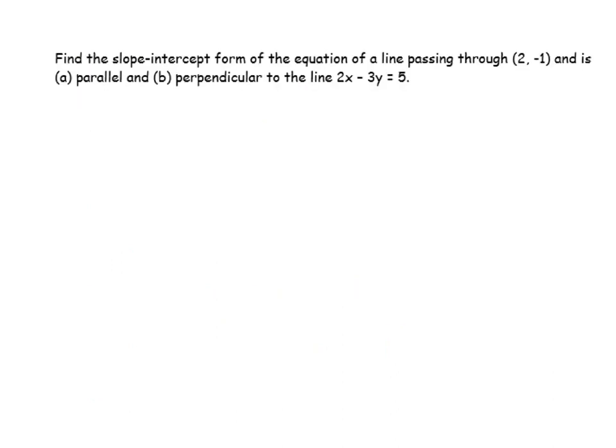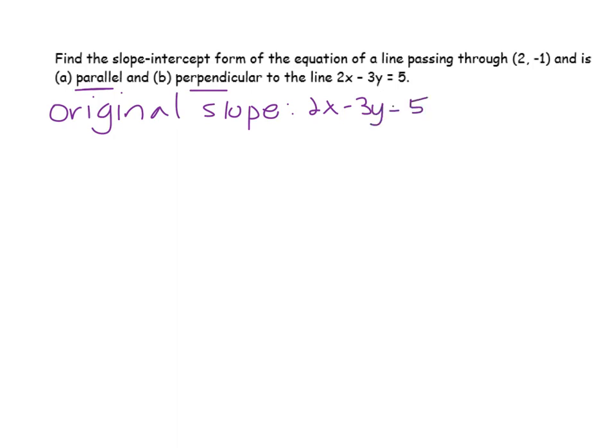Find the slope-intercept form of the equation of a line passing through 2, negative 1, and it's parallel and perpendicular to the line 2x minus 3y equals 5. We'll have two parts to our answer here, a parallel line and a perpendicular line. The first thing we should do, though, is find our original slope. And for that, we'll just look at the original equation. 2x minus 3y is equal to 5.